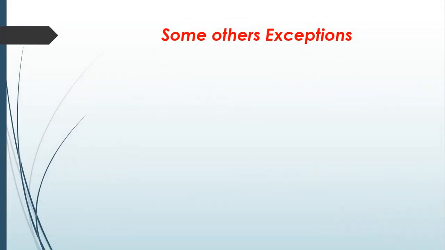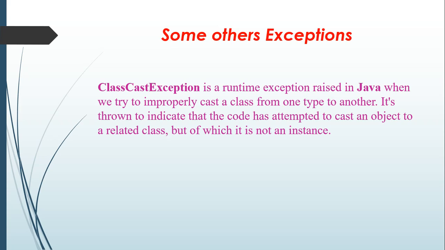Here are some other exceptions. ClassCastException. This is a runtime exception raised in Java when we try to improperly cast a class from one type to another type, and it is thrown to indicate that the code has attempted to cast an object to a related class of which it is not an instance. So when we try to improperly cast a class from one type to another type, then this type of exception occurs in our program.